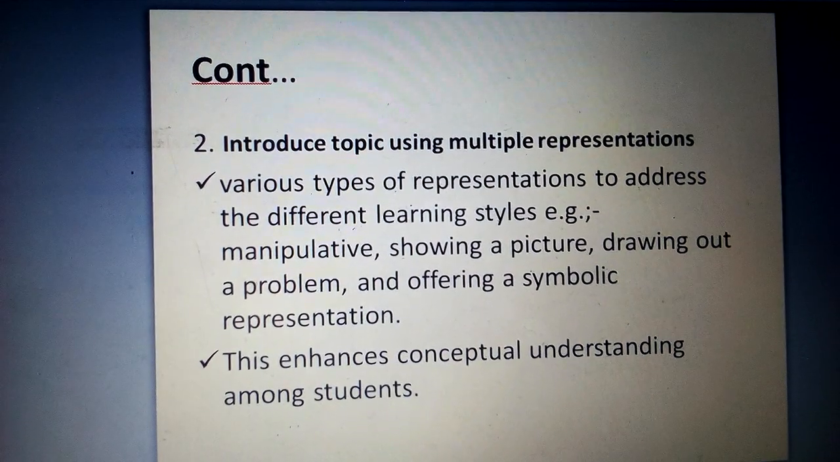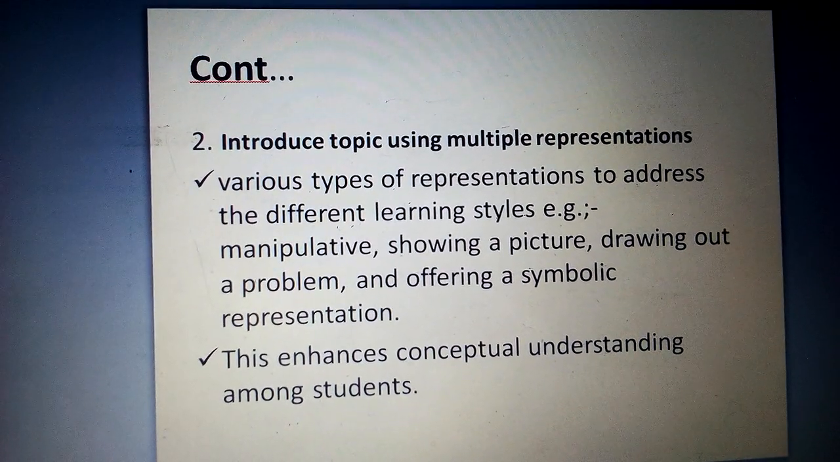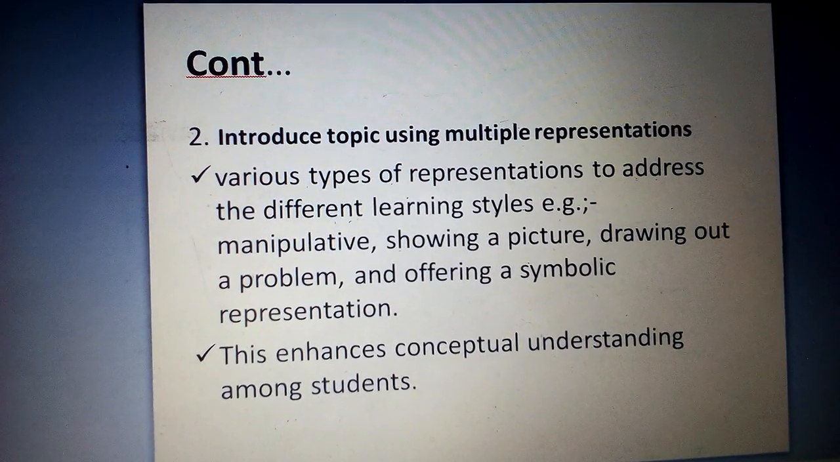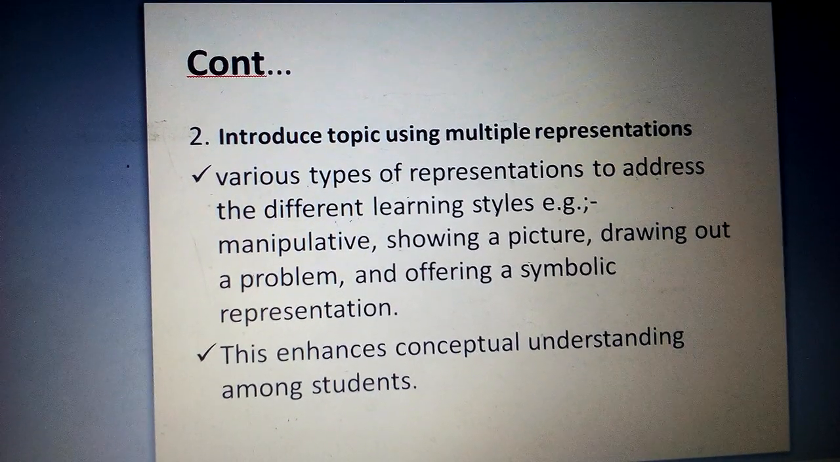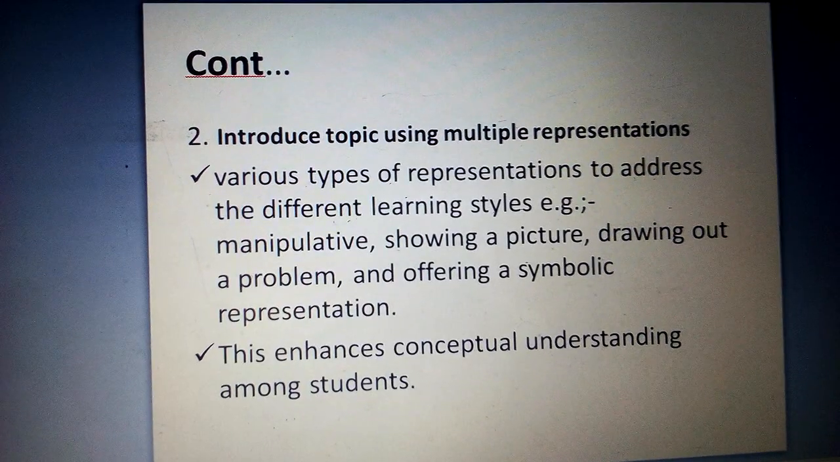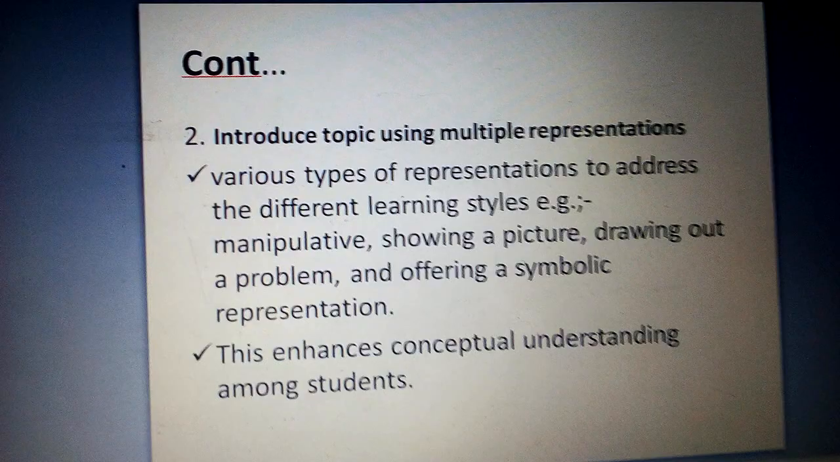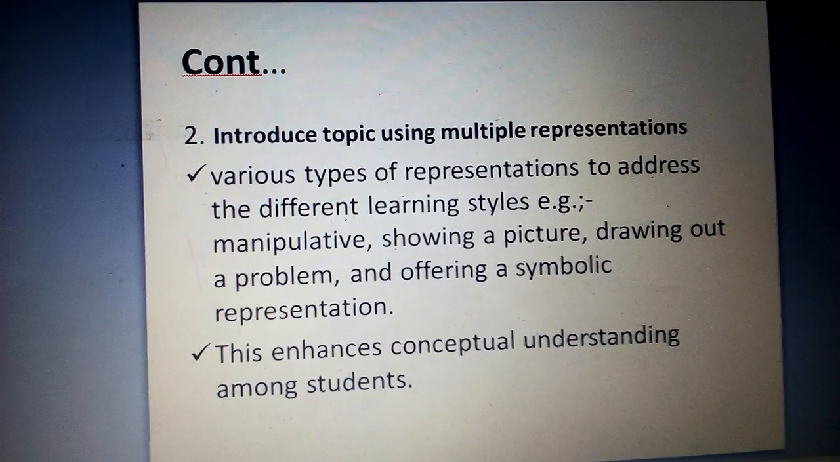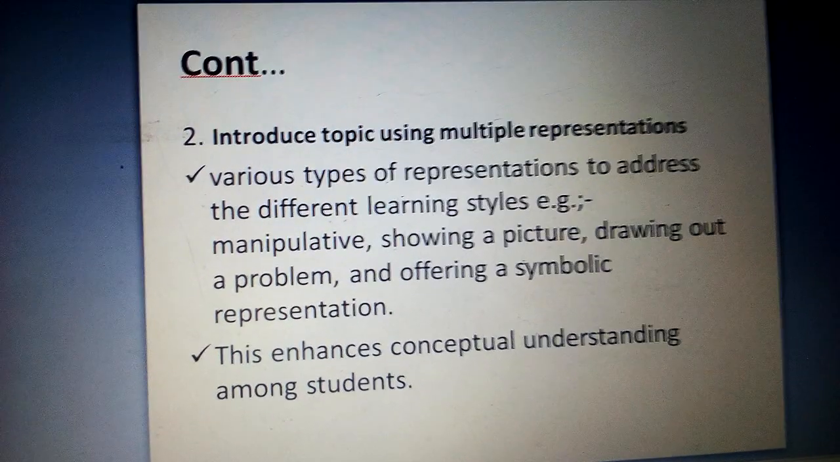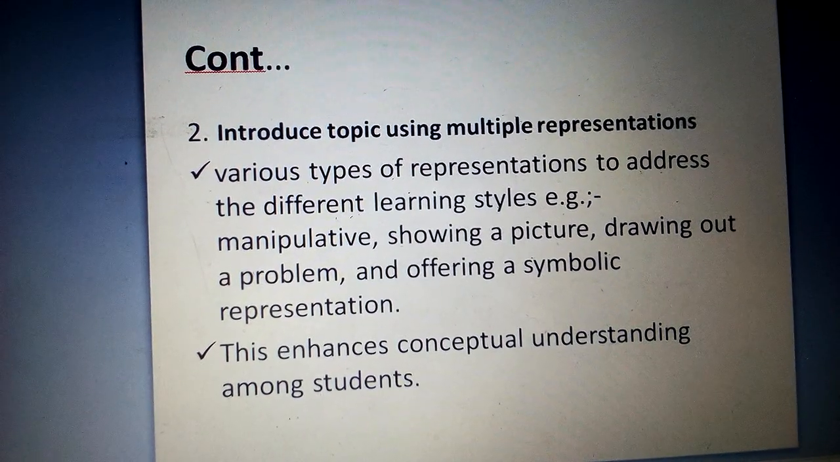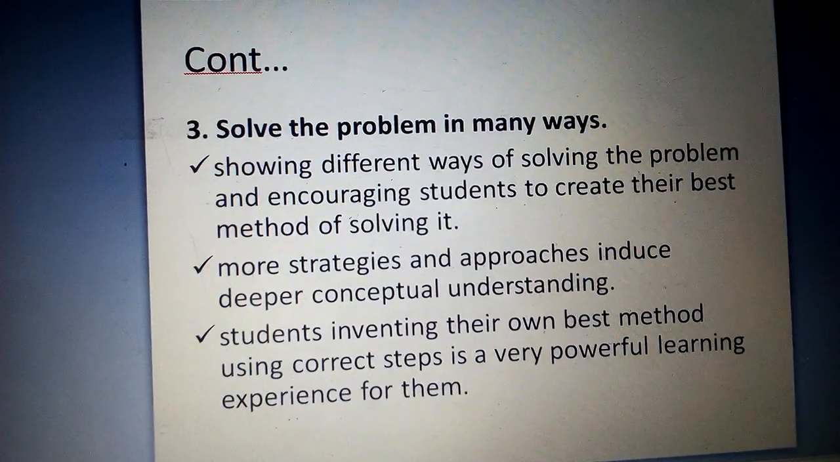multiplication, showing pictures to the learners, drawing out the problems for the learners on the chalkboard, and offering symbolic representation on the chalkboard to help the learners to understand. This will enhance the conceptual learning understanding amongst your students.